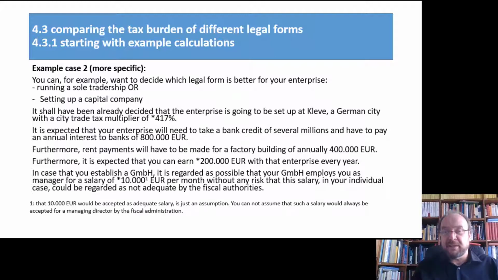So you can't now say that's always adequate. It depends on the situation. You know, it must be a market-conformed salary for somebody having that position. And the basic question is, would the careful manager of the GmbH have concluded an employment contract with that salary also with you if you had not been a shareholder? No, that was the criterion. Now we just assume that's the case.